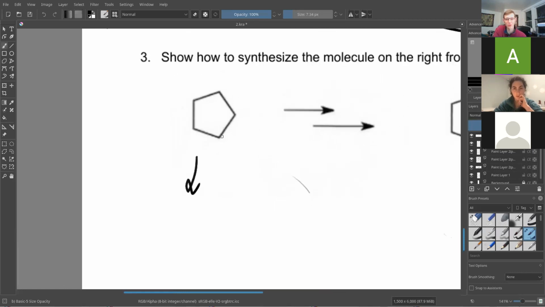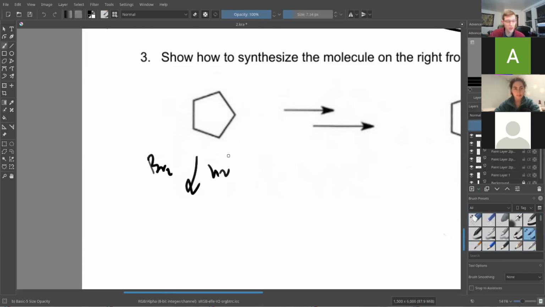What can we do with this? Brominate. Okay. Can we do anything else? Light. So yeah, we could do the Br2 and light. Can we do anything else? Are there any other options? You could use NBS too. Oh, yeah. You can use NBS also.